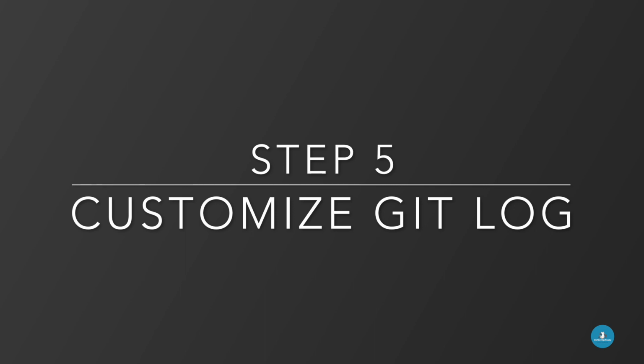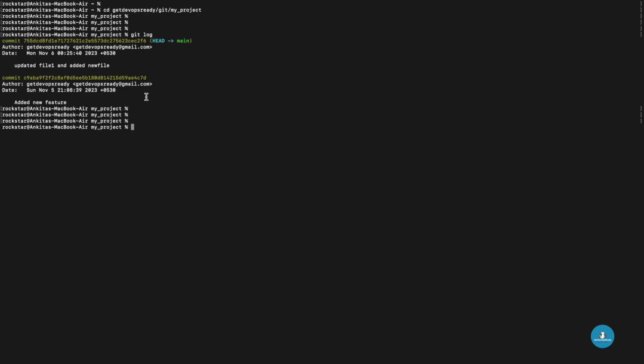Step 5 is customizing git log. You can customize the git log output by adding flags and options. For example, using git log --oneline will display a more concise commit history.